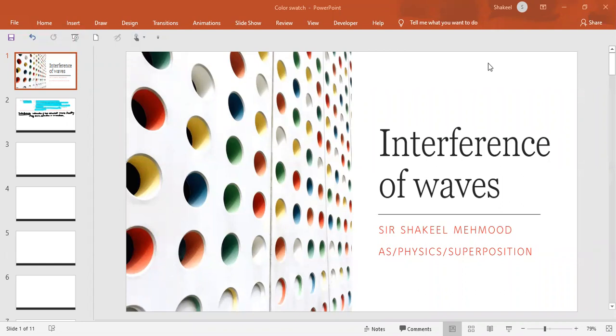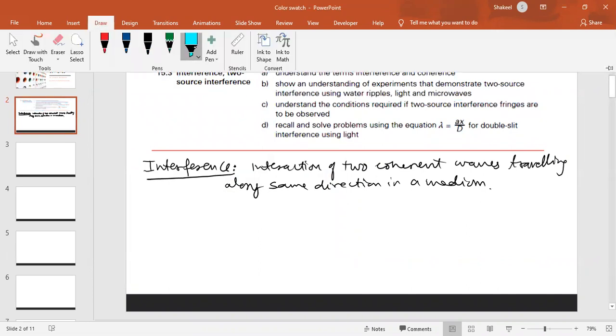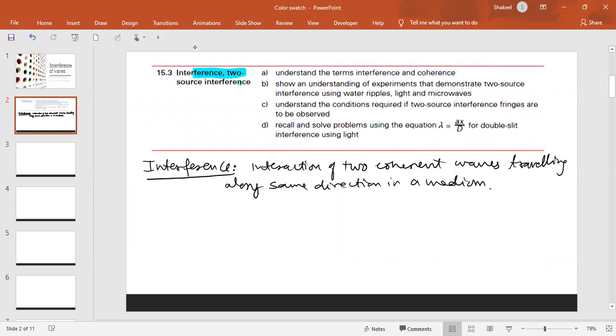Today we'll discuss the interference of waves, generally for all waves and then for light waves. So let's quickly go through the syllabus points. We are going to study interference and two-source interference. We have to study the meaning of the terms interference and coherence. And then we will study some experiments to demonstrate two-source interference using waterways, light, and microwaves.